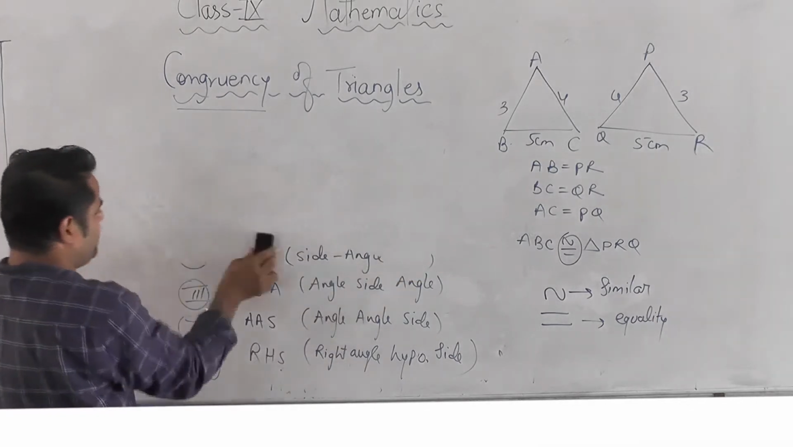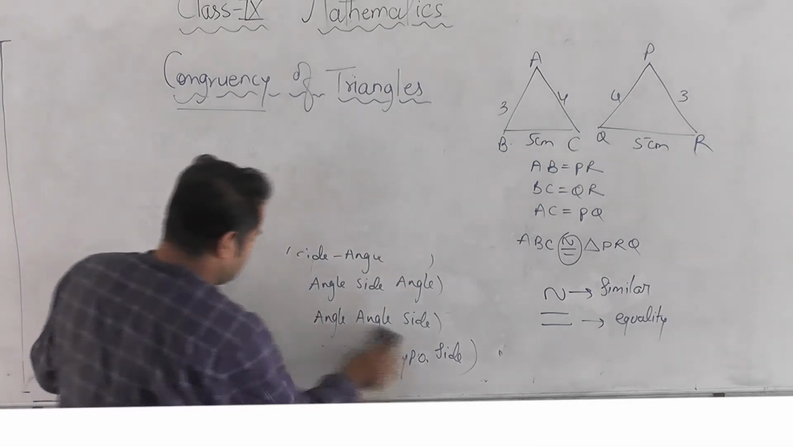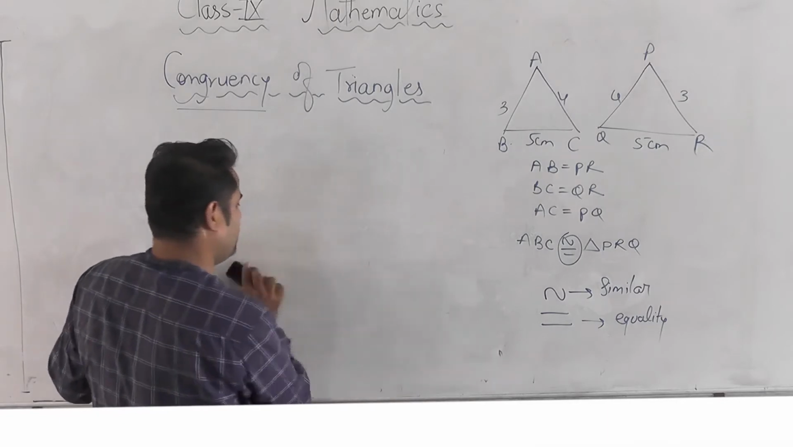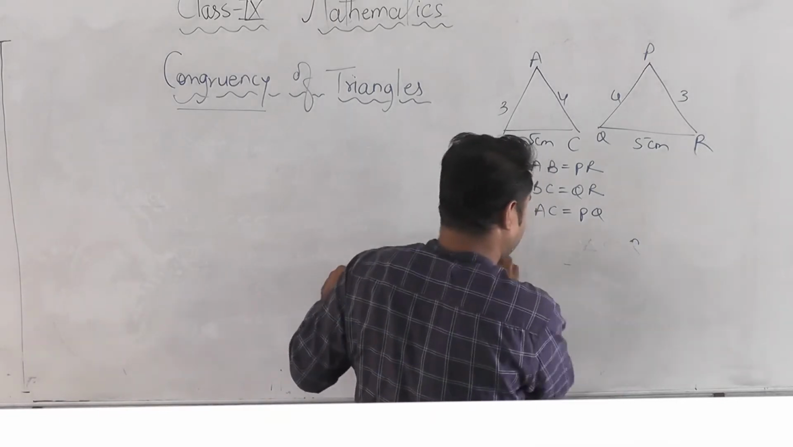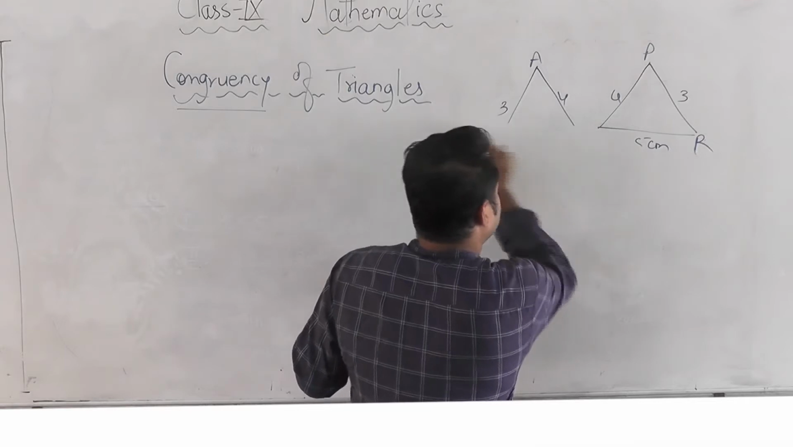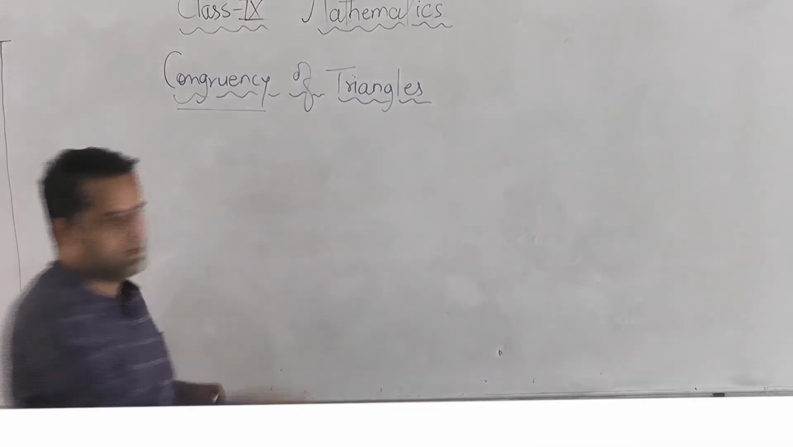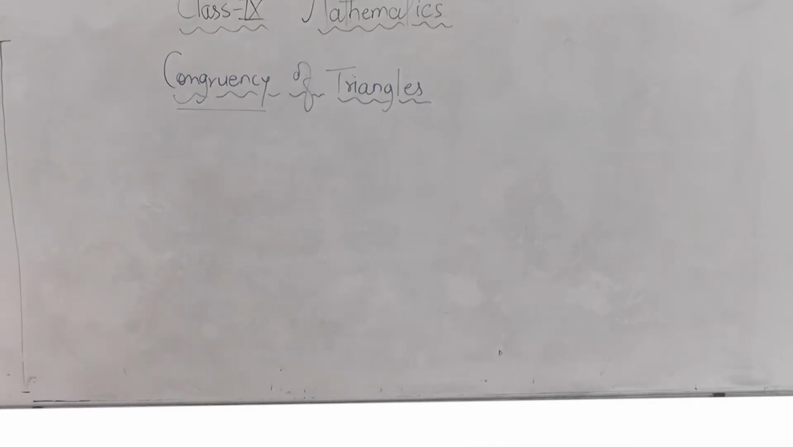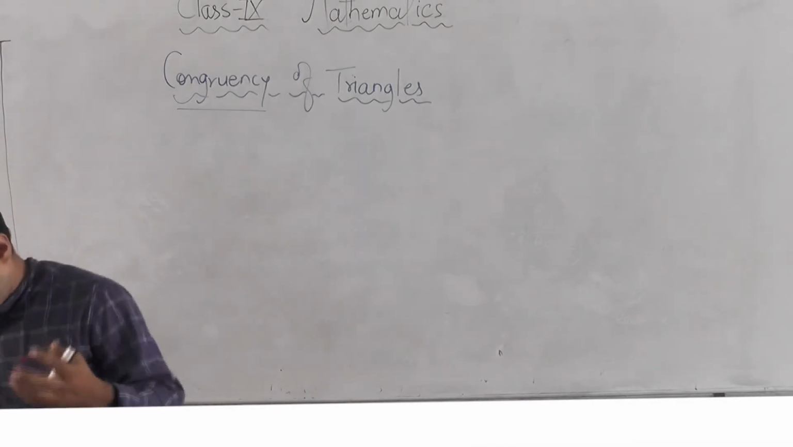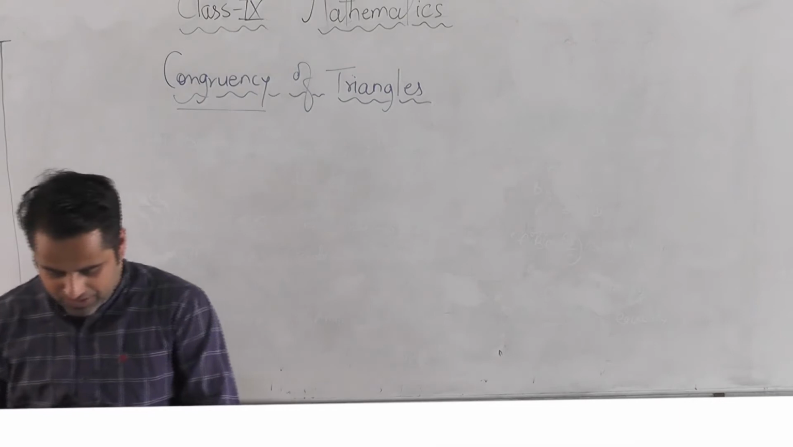So there is a big question: why is side-side-angle not a congruency criterion? There is a big reason behind that. Because the equality of two sides with a single angle is not possible. This criteria is not possible actually. We will see one question first.